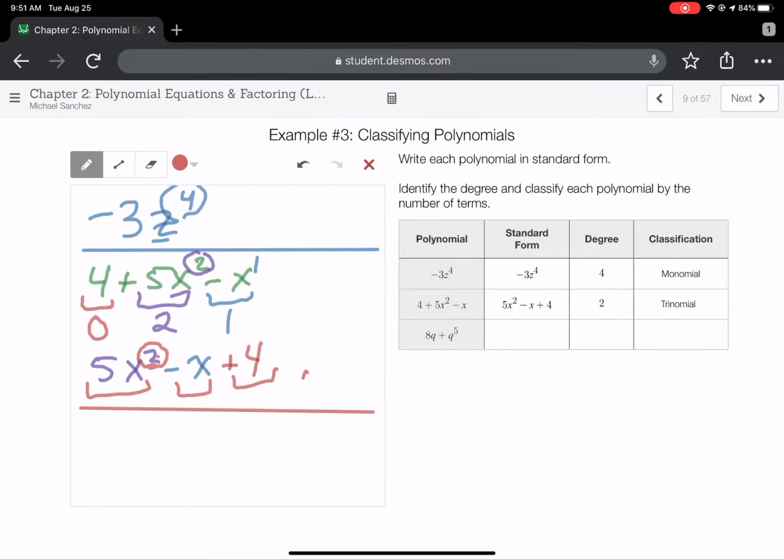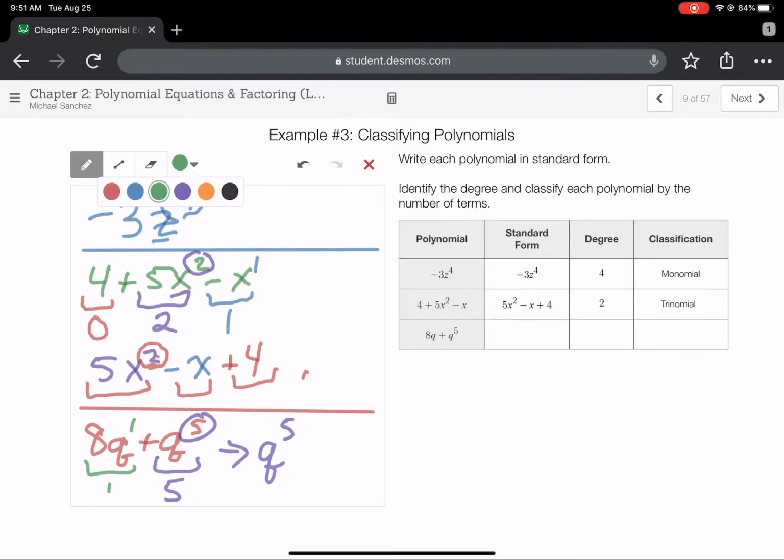And lastly, down here, we have 8q plus q to the power of 5. So we have multiple parts again, so we have to identify the degrees. This is q to the power of 1, so the degree is 1. And then our second term here has a degree of 5. So I am going to have to reorganize this. So largest one goes first, q to the power of 5. And then I have plus 8q.